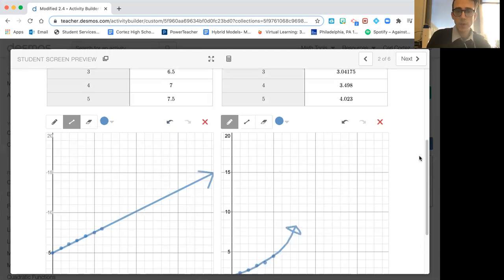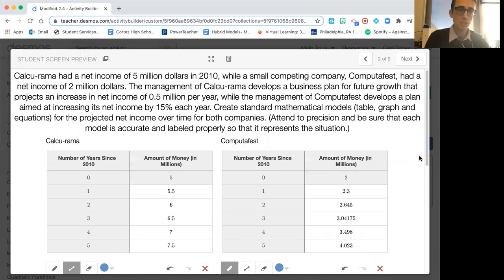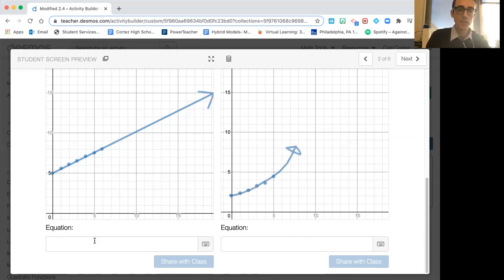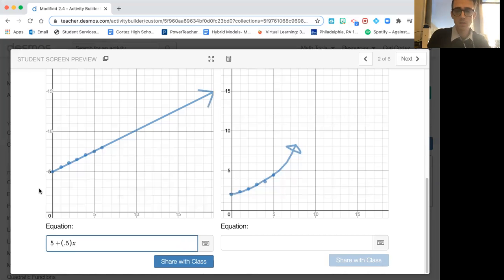As far as the equation that's based off of this, well, for Calcurama, I'm going to write this with my starting point of 5. I kept adding 0.5, and that depended on our year, which I'm denoting as X. I don't think they use it as N, so that's okay. Okay, and then I'll put that equal to f of X, which makes sense because again, we're starting at 5 and we keep adding 0.5X depending on X. All right, does that make sense?